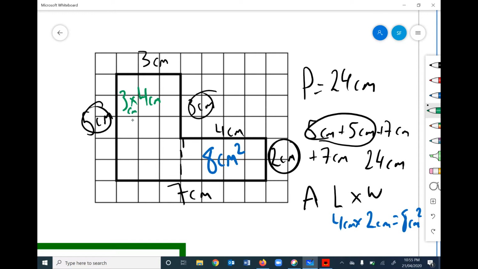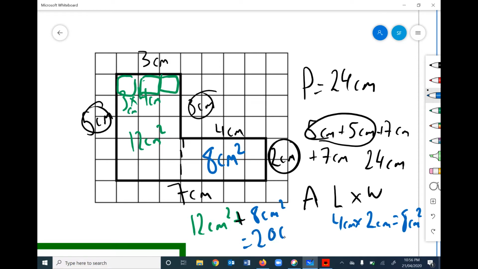So 3 centimeters multiplied by 4 centimeters equals 12 centimeters squared. The reason it's squared is because there are technically 12 of these squares in there. Now I'll put them all together in our area. We do 12 centimeters squared plus, and I'll do that in black, 8 centimeters squared equals our 20 centimeters squared.